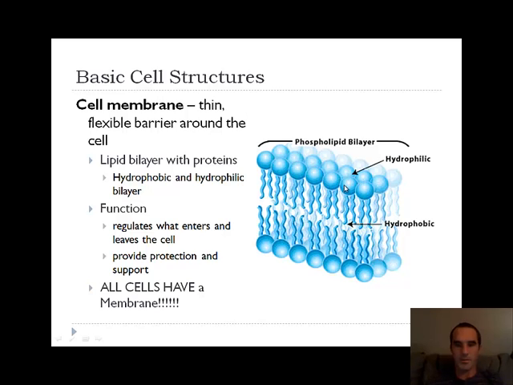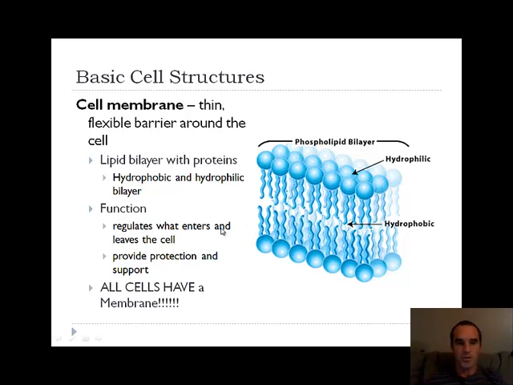So the hydrophilic part's going to plug into water because it likes it. The hydrophobic part's going to orient itself away from water. So this part here, with the little hydrophilic parts, could possibly be the outside of the cell, and everything under here could be the inside. And then this hydrophobic part is your barrier in between those two parts.